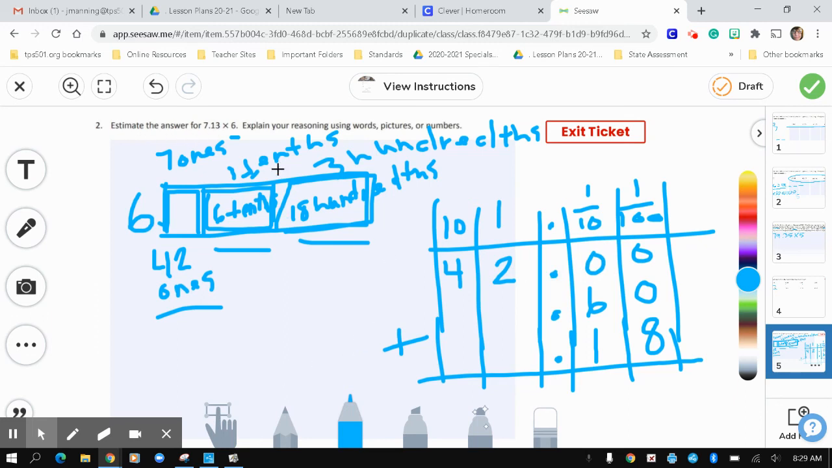But you also could have just focused on the 6 times the 7. And you would estimate that the answer would be somewhere around 42. And how many decimals are behind it? 2.